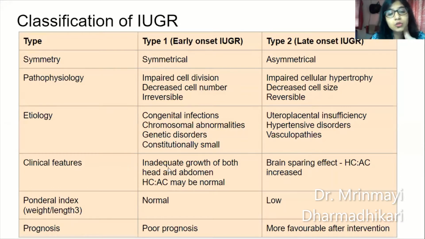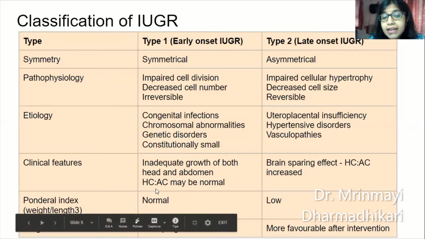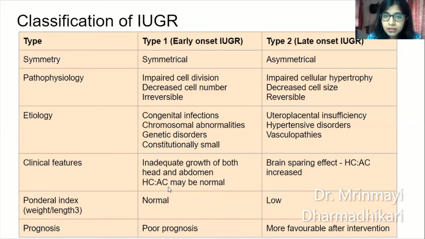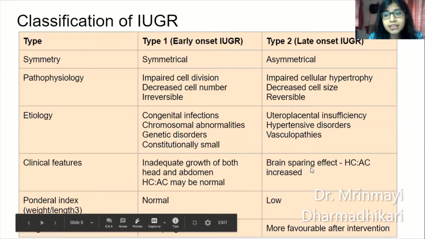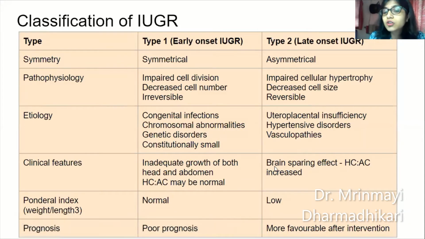Clinical features include, in symmetrical IUGR, inadequate growth of both the head circumference as well as the abdomen. So the head circumference to abdominal circumference ratio may be normal because the baby is overall restricted in size. Whereas in late onset IUGR, there is a brain sparing effect. We're going to take a look at this brain sparing effect in detail.